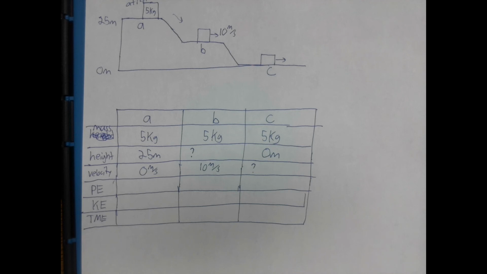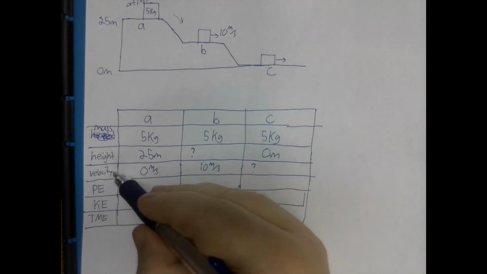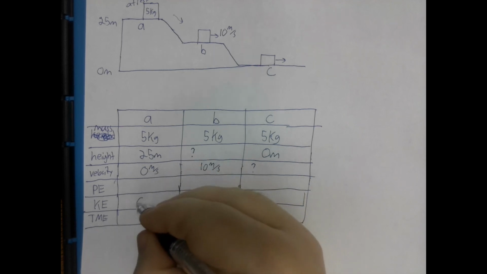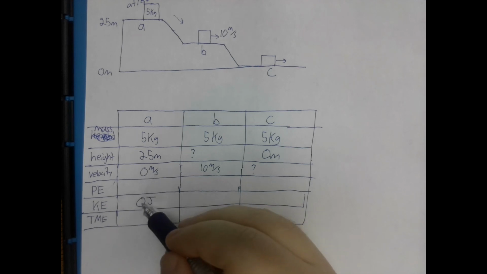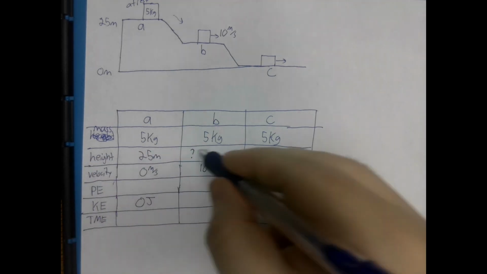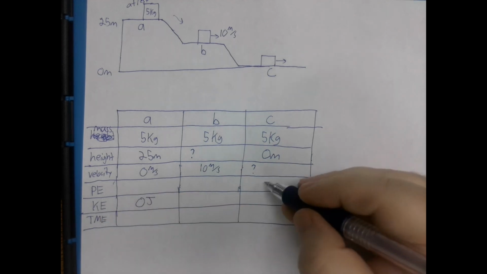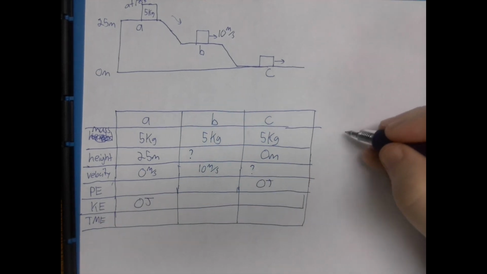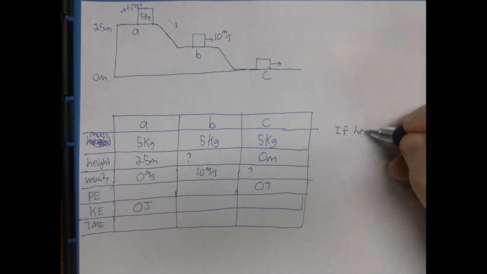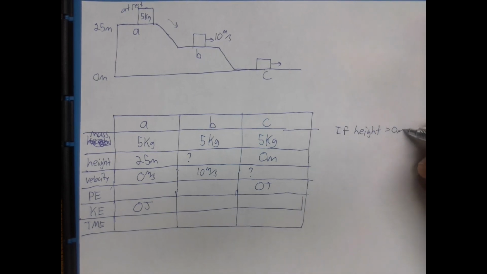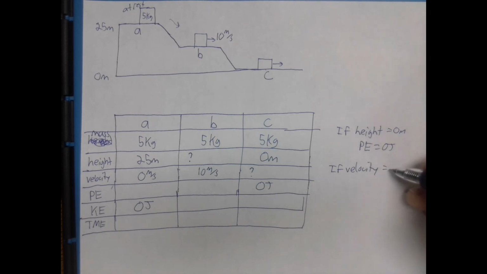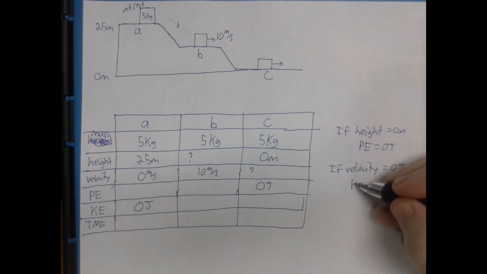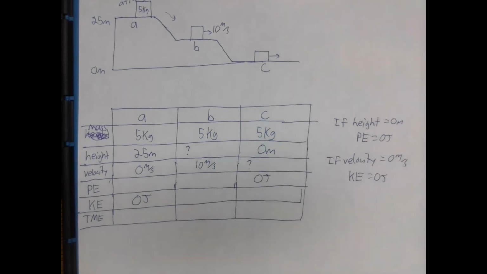So now let's start finding our zeros. If velocity is 0, kinetic energy is 0 joules. If the height is 0, potential energy is 0. So if height equals 0 meters, potential energy equals 0 joules. If velocity is 0 meters per second, kinetic energy is 0 joules.